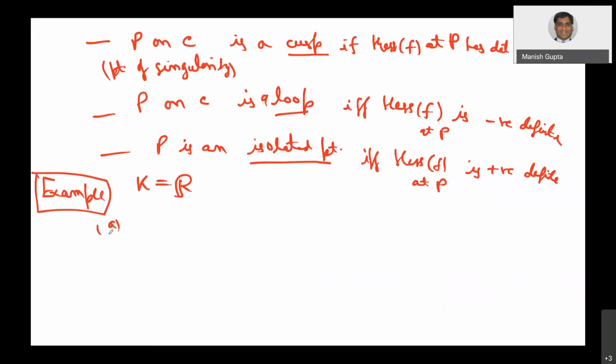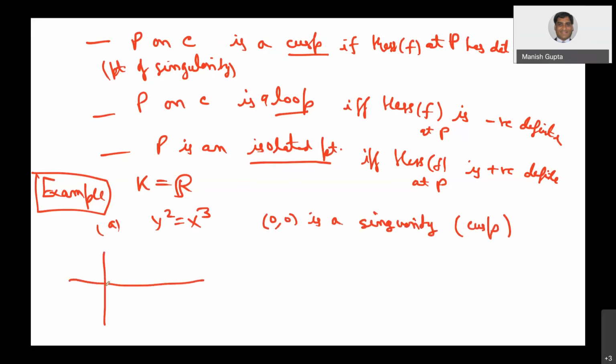Suppose the first curve that we take is y square is equal to x cube. You can check that (0, 0) is a singular point, a singularity. Not only that, by calculating the Hessian you can check that it is a cusp. The picture will be something like this. It's a cusp here. You see, (0, 0) is a point of singularity, and it is a cusp.